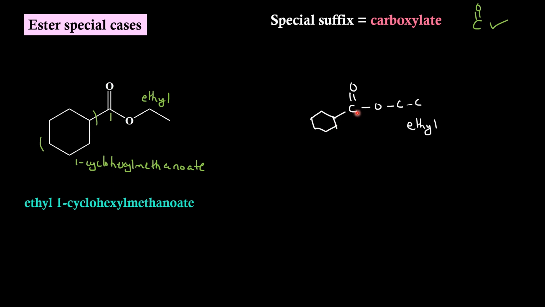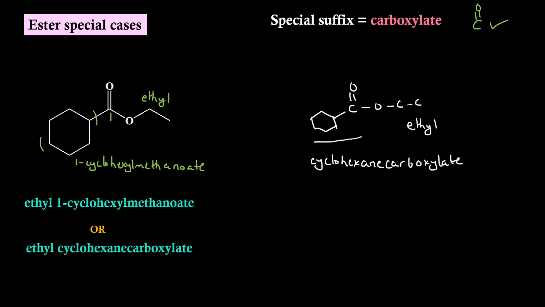This portion now is considered as something sitting on cyclohexane. Since this carbon is included in the name carboxylate, we just have to address the remaining carbon atoms. So the acid part name will be cyclohexane. It is not cyclohexyl. Keep in mind, cyclohexane carboxylate. The IUPAC name will be ethyl cyclohexane carboxylate. Let's move on to anhydrides now.